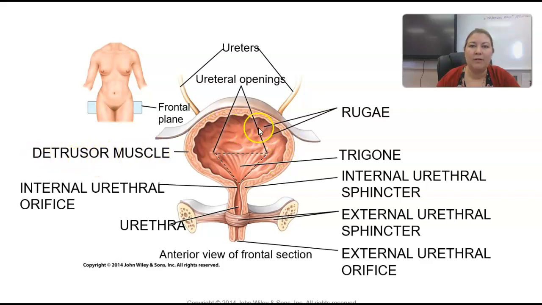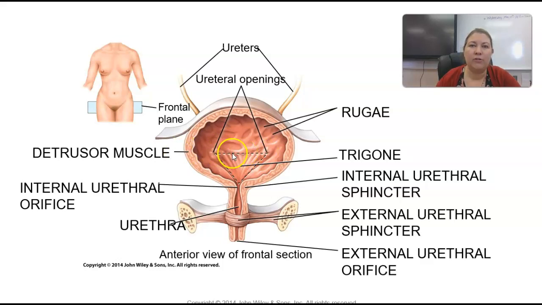It does have these kind of folds in the back called rugae. That's actually the same name we used for the folds of the stomach because both of these organs have to be able to expand and then contract using the muscles in their walls. You can see that each ureter actually has its own opening called the ureteral openings. They're kind of halfway between the top and the bottom of the bladder. So you really should not have filling of the bladder past these openings because it just won't work because of the hydrostatic pressure.